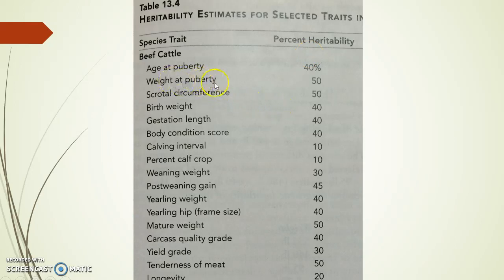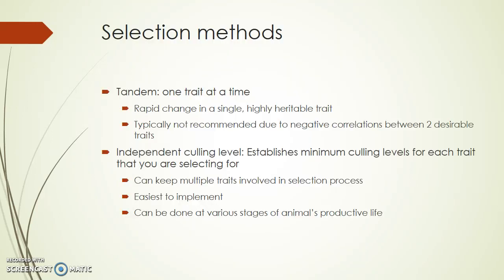Okay, so anything from weight at puberty, scrotal circumference, birth weight, gestation length, these are all very highly heritable traits. Mature weight, carcass quality grade, yearling weight, tenderness of meat, those are all highly heritable. Okay, you look down at the lowly heritable: calving interval, percent calf crop, longevity of the animal. These are all low heritability, these are not very heritable between the parent and the offspring, okay, so make sure and look at that chart and understand what that's talking about, okay.